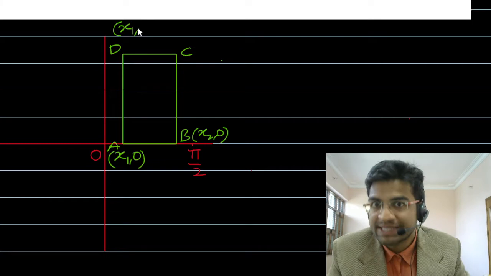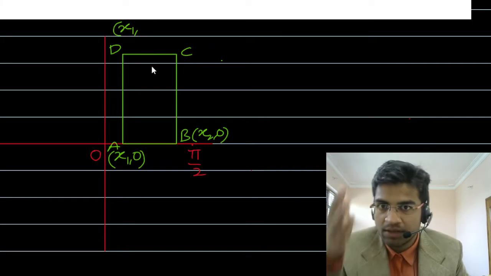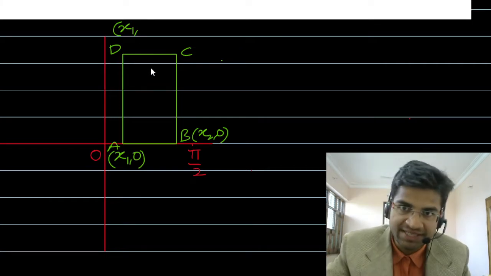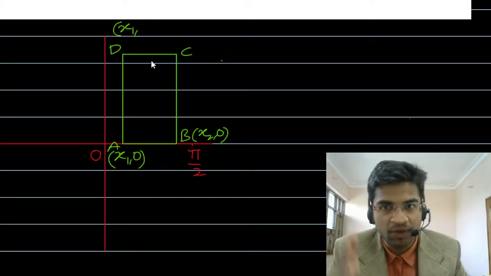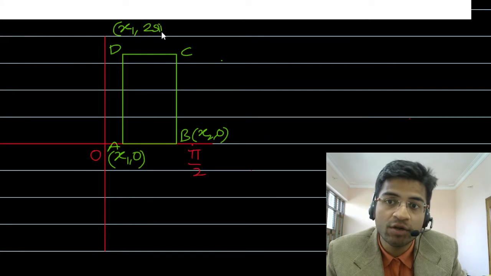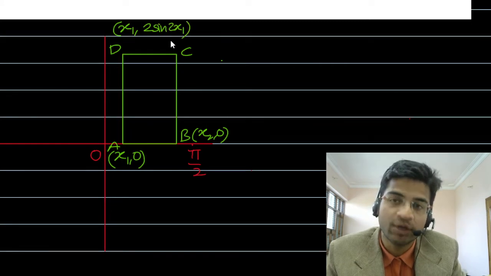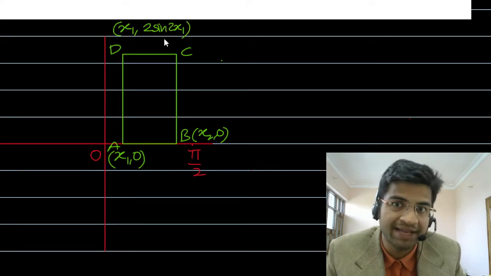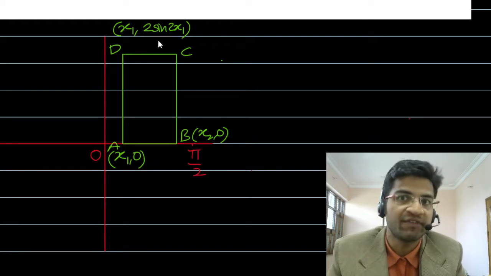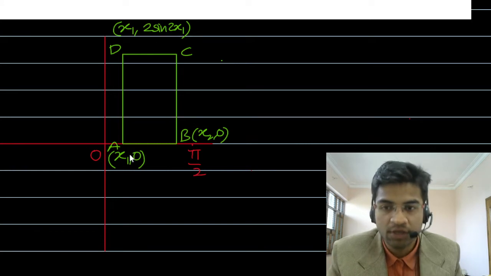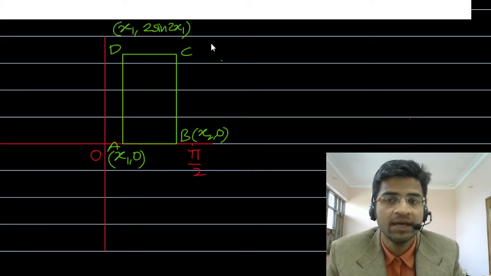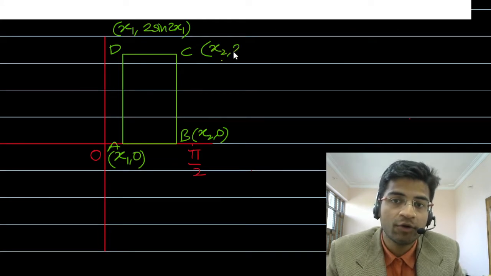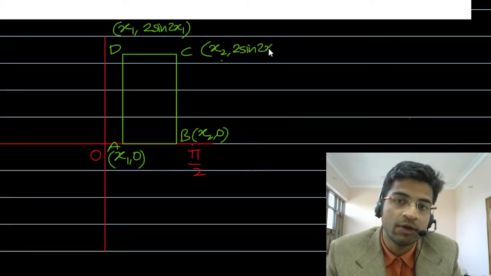Obviously, the x coordinate will be the same, as this is a rectangle, with one side lying on the x-axis. The other two sides must be parallel to the y-axis. So D is x1 comma 2 sine 2x1, because the value of y varies between 0 and 2 sine 2x. The coordinate of C will be x2 comma 2 sine 2x2.